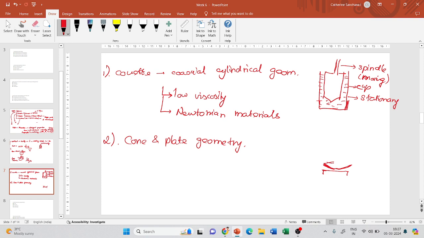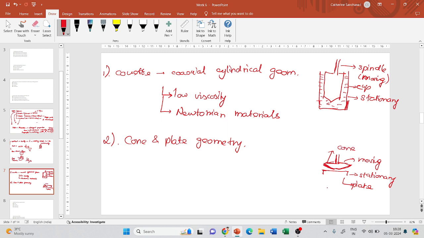Okay. This is stationary and this is moving. This is the plate and this is the cone.